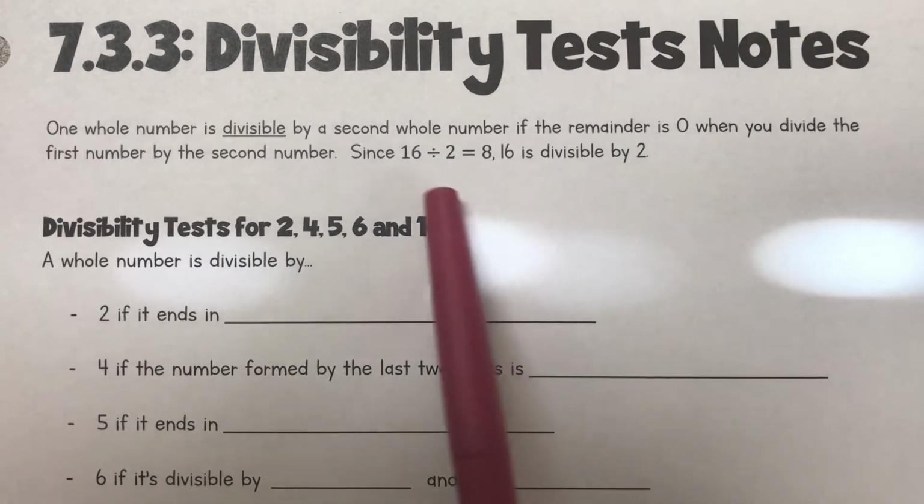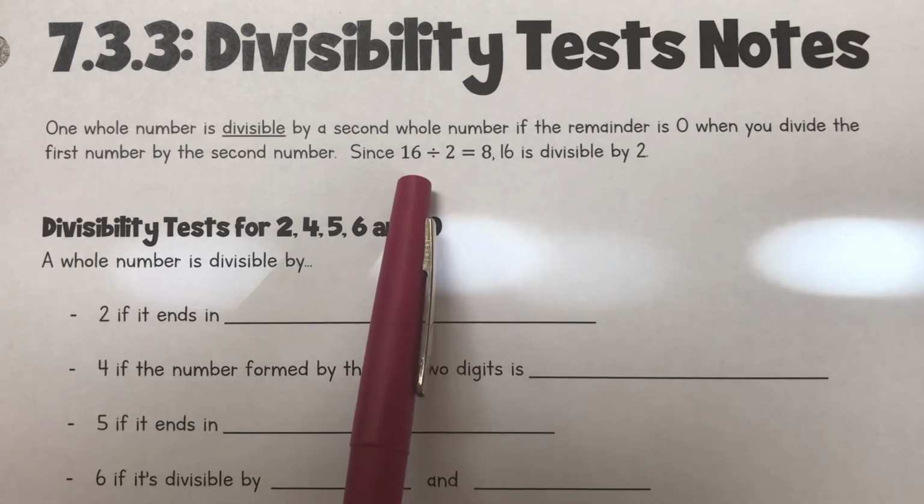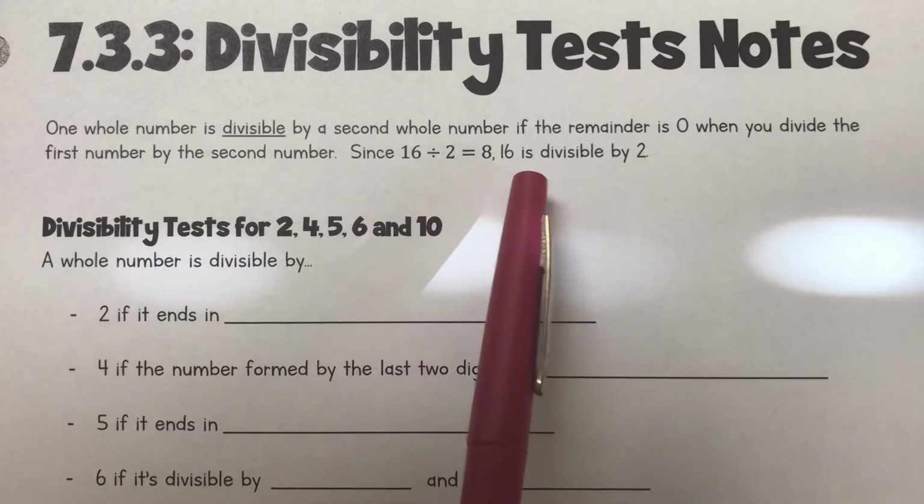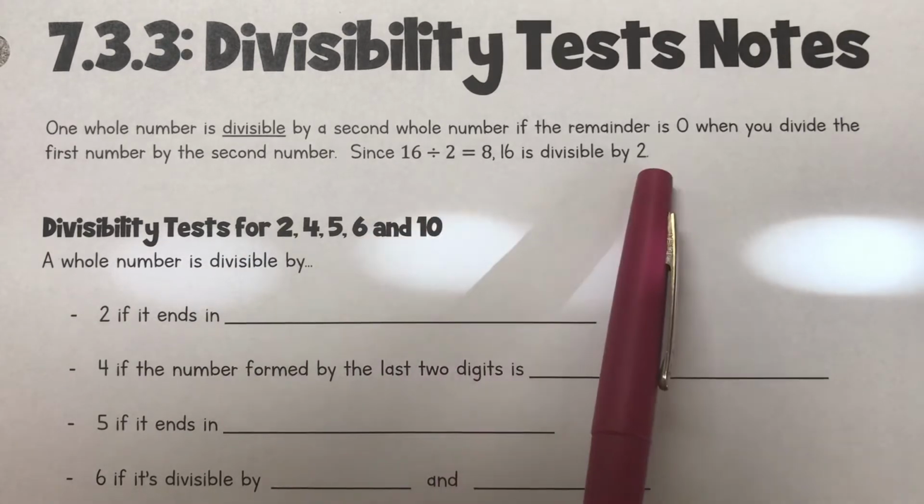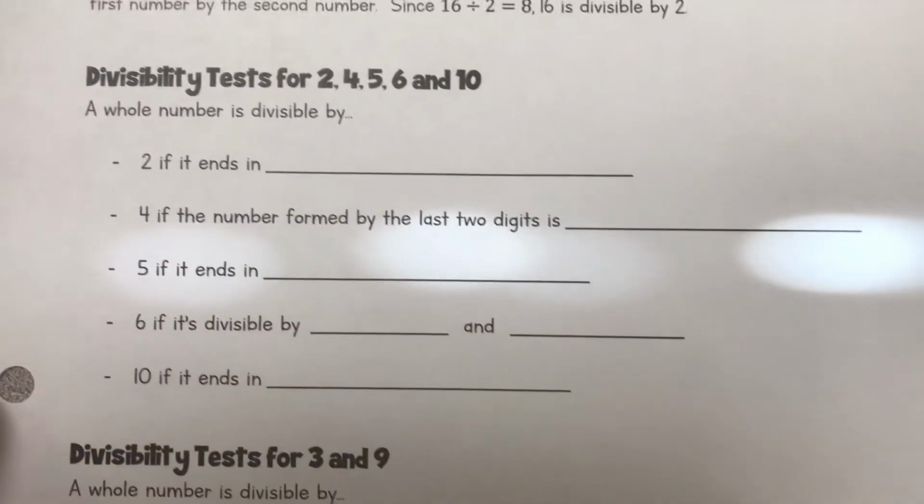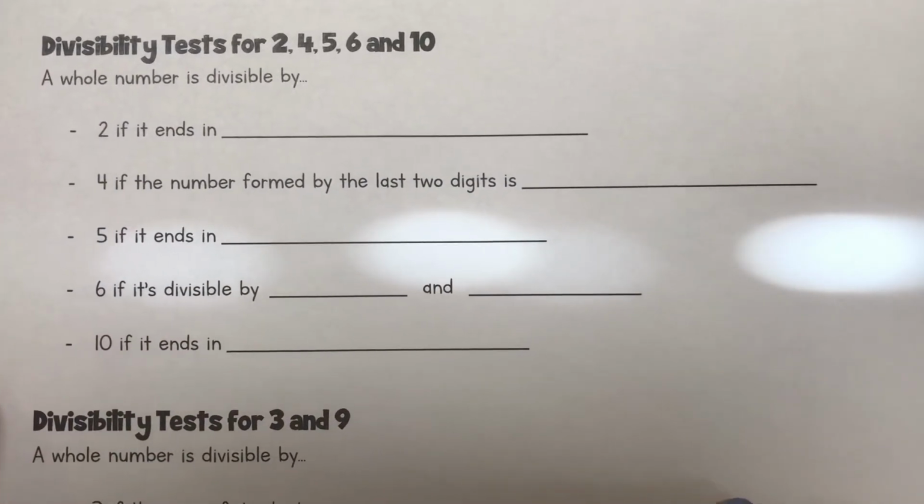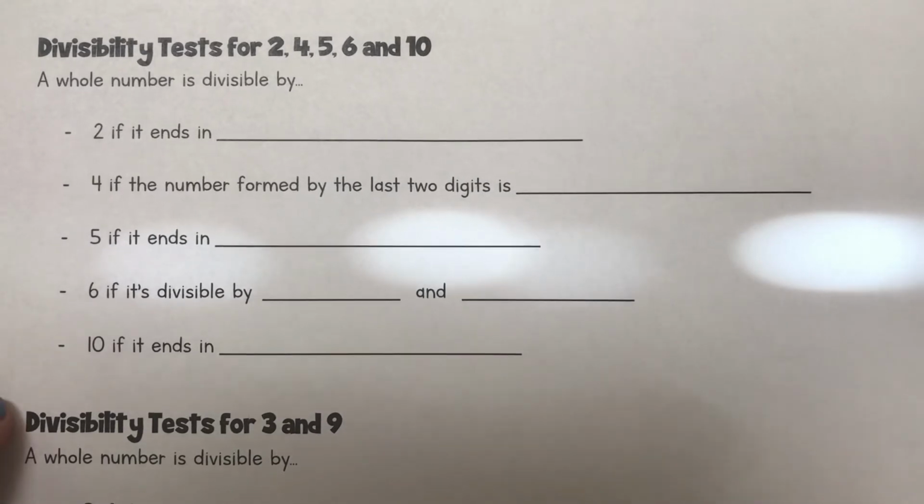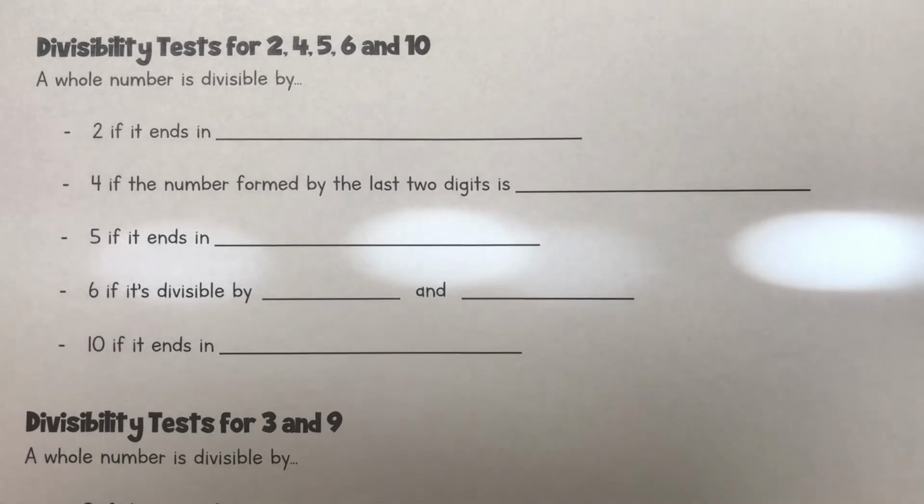So for example, 16 divided by 2 is 8. So we can say that 16 is divisible by 2 because 2 went into 16 8 times. So let's see, I bet you know some of these, if not all of them already. How can you tell if a number is divisible by 2?